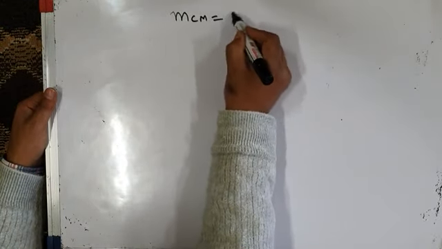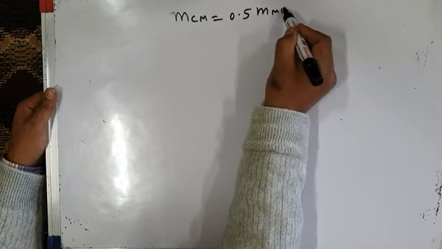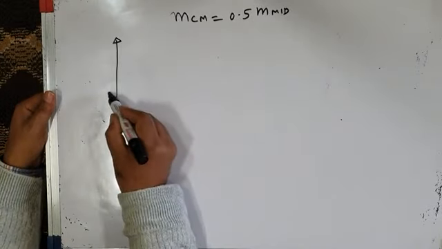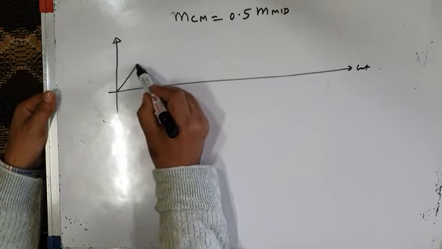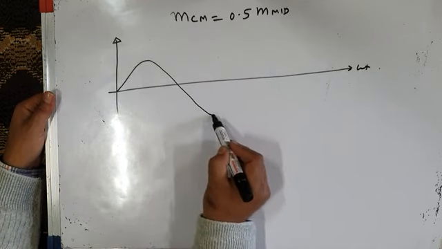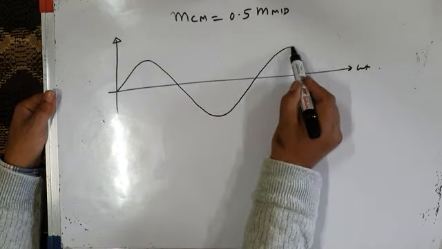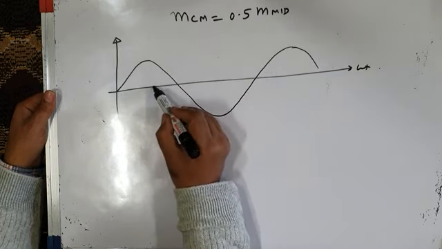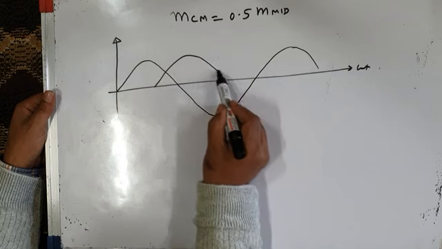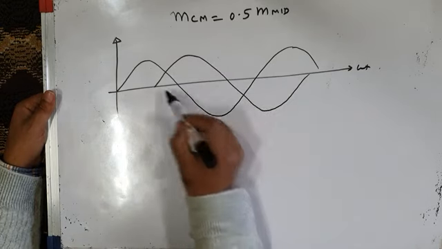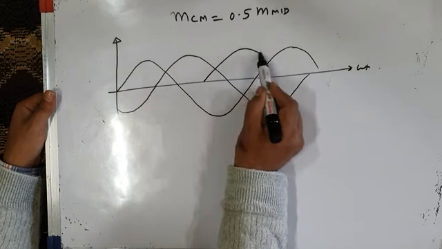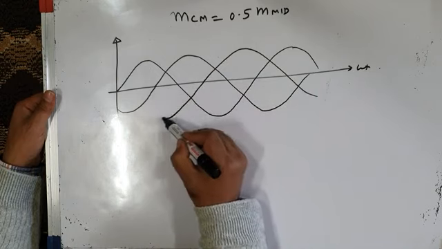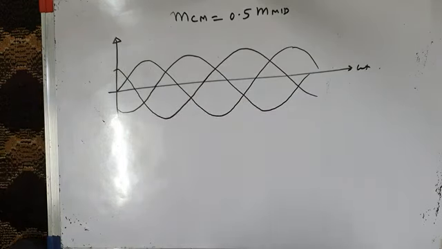So I will write this common mode signal again here, MCM is equal to 0.5 M mid. So let us try to find it out. For that purpose, let us draw the waveforms for the three original modulating waves. Our three original modulating waves are like this. This is one modulating wave. After 120 degrees, we get another sinusoidal modulating wave. After another 120 degrees, we get the third sinusoidal modulating wave, like this. So these are our three original sinusoidal modulating waves.